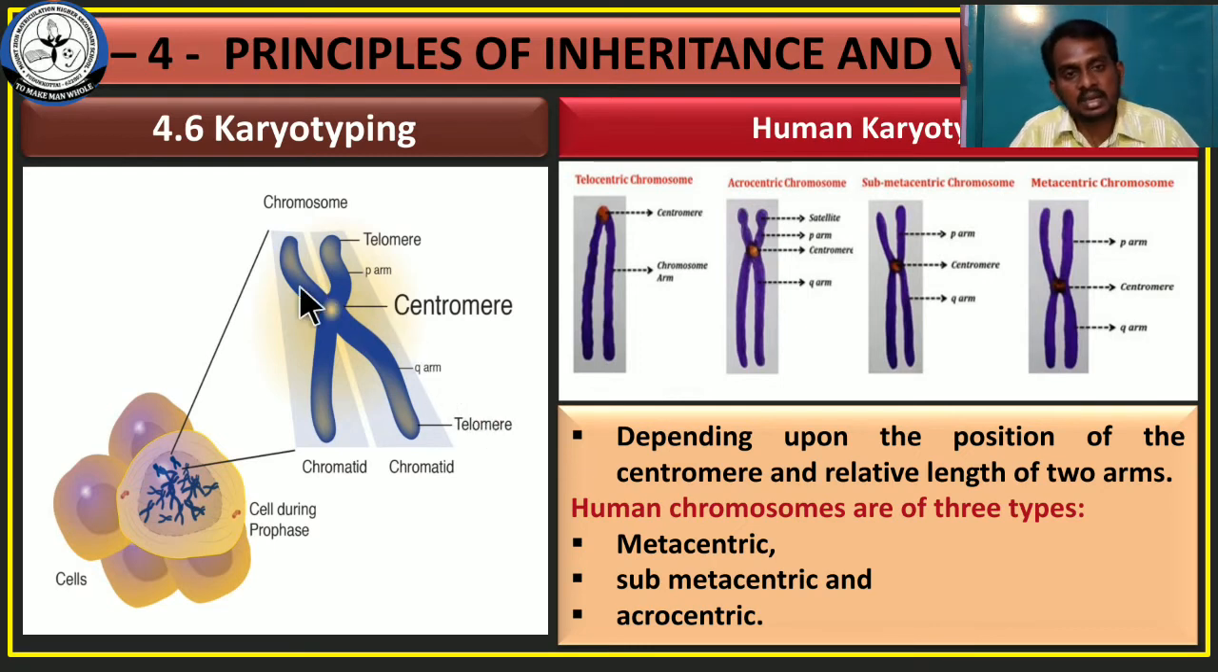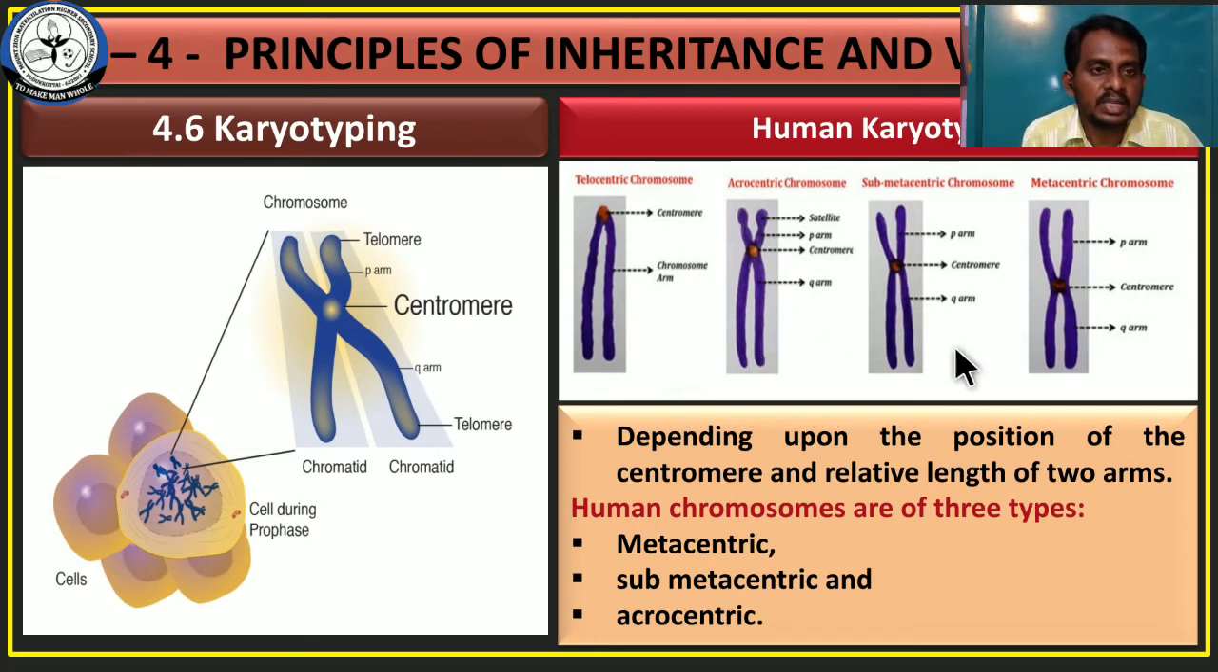Based on the location of the centromere, the chromosomes are classified into 4 types depending upon the position of the centromere. First one is metacentric, second is submetacentric, third is acrocentric, and last is telocentric. These telocentric chromosomes are not seen in human beings. Don't forget, in human beings there is no telocentric chromosome.